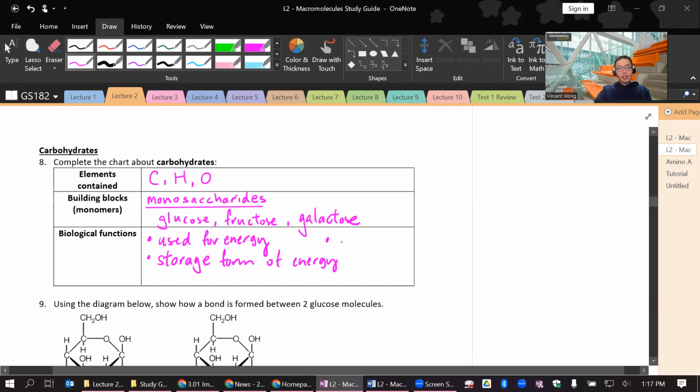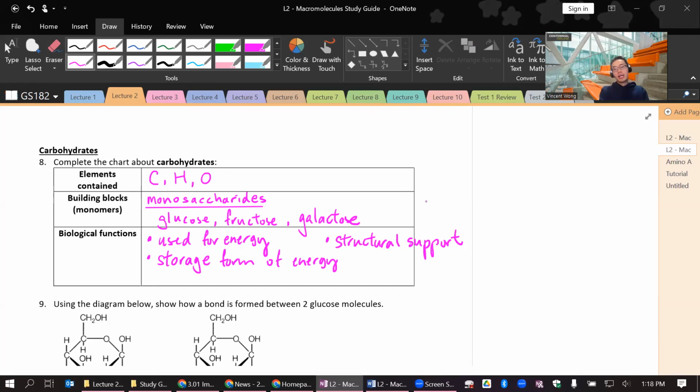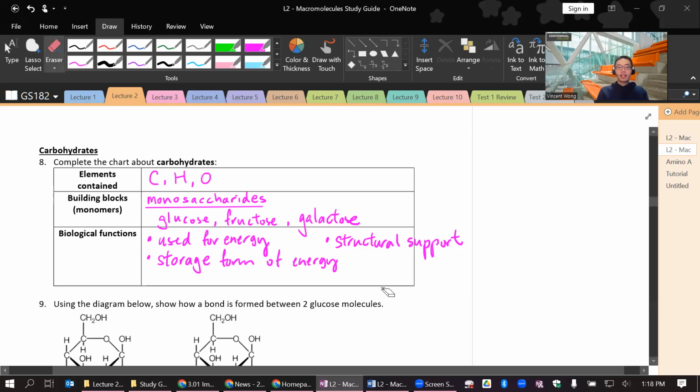And in some cases, for some organisms, they are useful for structural support. Like the fibers in plants, that's made up of carbohydrates. The shells of crabs, lobsters, insects, those are made up of carbohydrates, and it provides them with structural support.